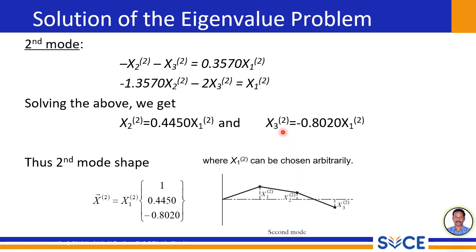Then at mass 3 we have to draw x3, but this value is negative, hence minus 0.8020 we have to draw below the x-axis line. Now if we connect these three dots, we will get the second mode shape, and a very important thing is that there is a node. What is a node? A node is nothing but a point where there is no vibration. In the first mode shape, there are no nodes at all. The second mode shape, we will get one node.